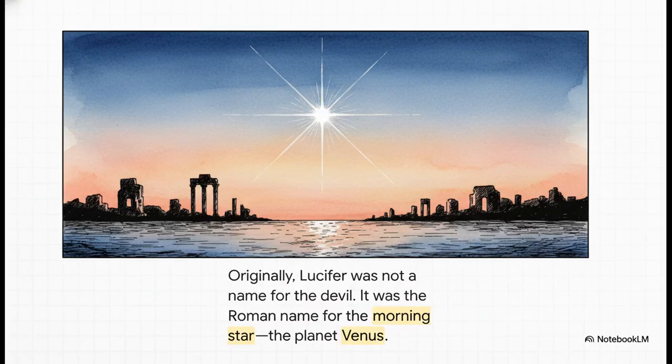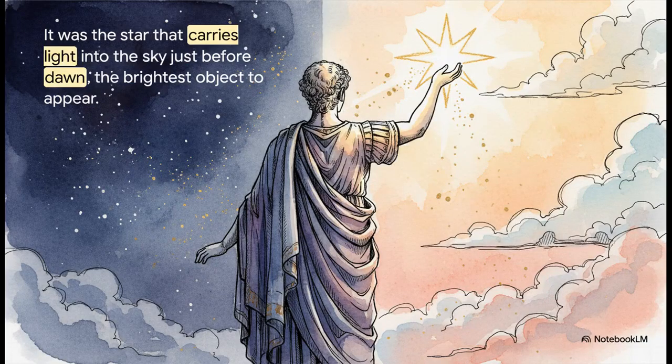So what was this light bearer? Well, long before any later religious traditions got a hold of the name, Lucifer was just the Roman name for the morning star, the planet we now call Venus. It was actually a beautiful, powerful name for a celestial body. And it was named this for a really simple reason. Venus is the brightest thing you can see in the sky right before the sun rises. It's the star that looks like it's carrying the light of a new day into the darkness. It was the perfect light bearer. And it's the final piece to our puzzle.